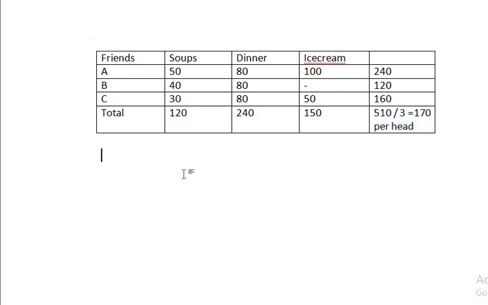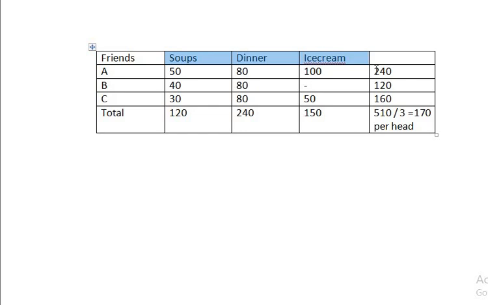Instead of this, if I had analyzed on the basis of activity, here the activity is soup, dinner and ice cream, then I would have got a correct figure, without overcosting and without undercosting.